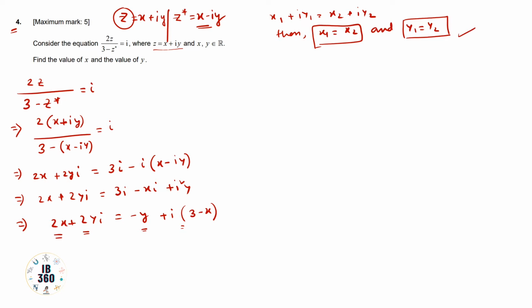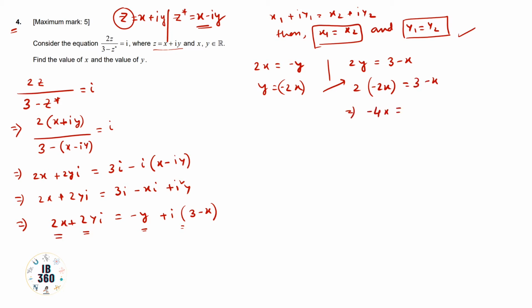So from here we can get that the real part 2x equals the real part minus y, and the imaginary part 2y equals the imaginary part 3 minus x. So basically here y equals minus 2x. We will put the value here: 2 into minus 2x equals 3 minus x. So minus 4x equals 3 minus x. So we are getting minus 3x equals 3, so x equals minus 1. So x is becoming minus 1.